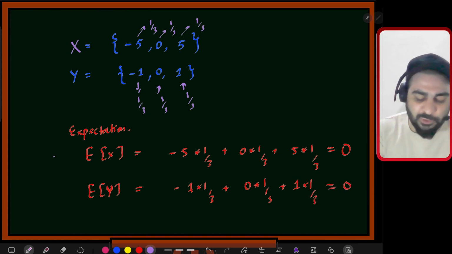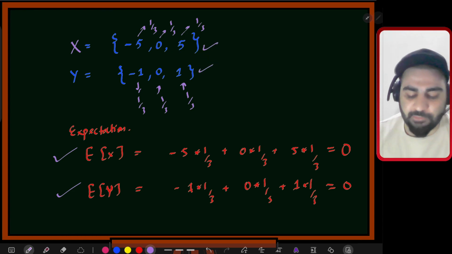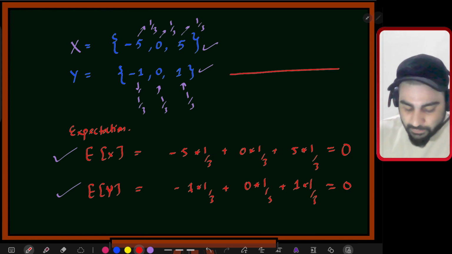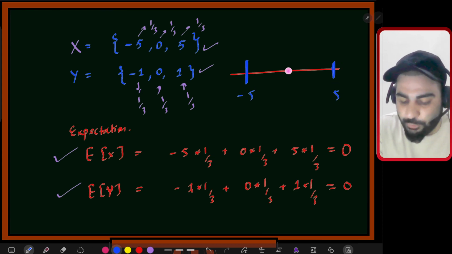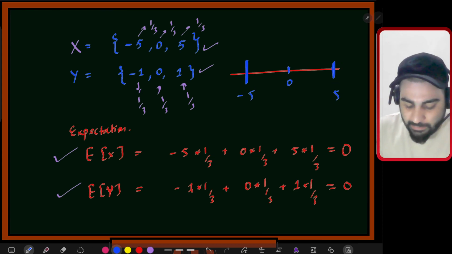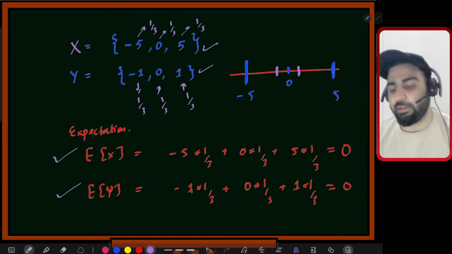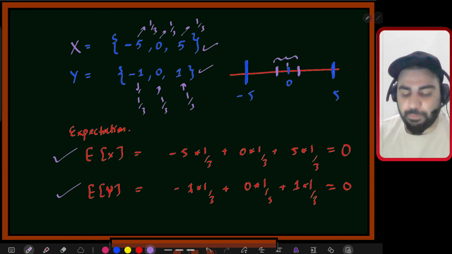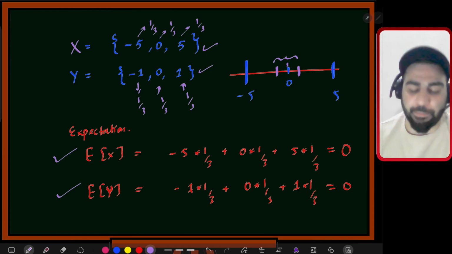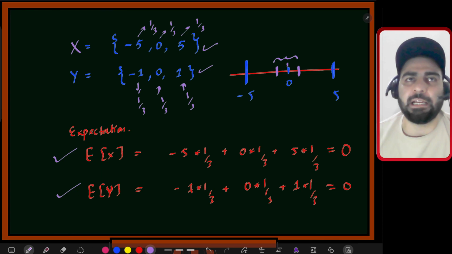Now you see that the expectation of X and the expectation of Y are similar, but this data is entirely different. If I just plot this data, minus 5 will be somewhere over here, plus 5 somewhere over here, and 0 somewhere over here. Then minus 1 and plus 1 will be somewhere over here. This purple and blue data is entirely different, but if you just summarize the result with the expectation, it is a good thing in many cases, since it tells you some central tendency.